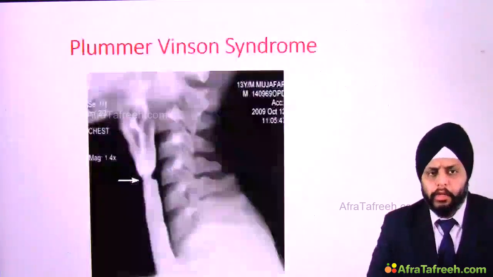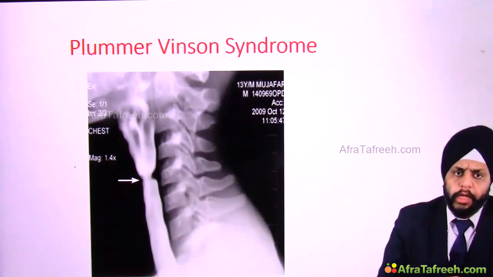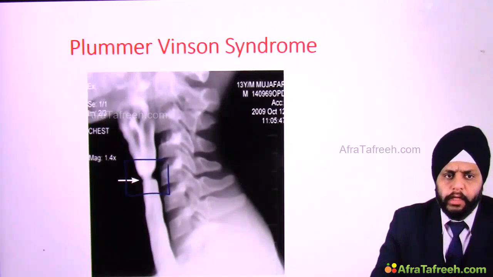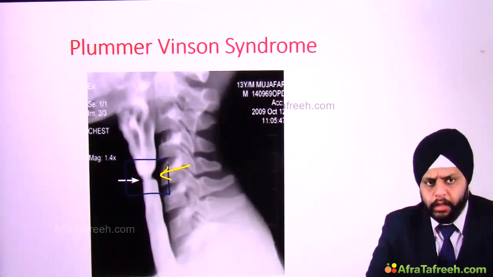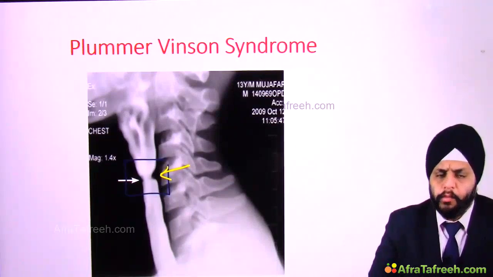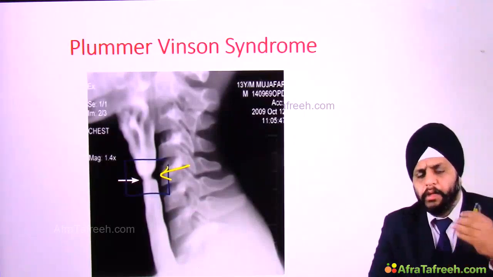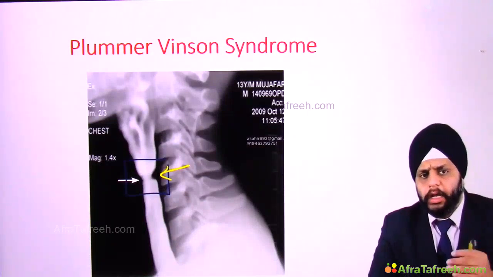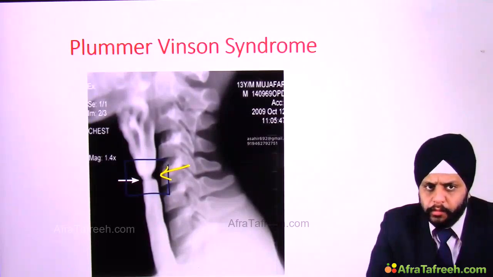All right, so let's look over here. You can see the Plummer-Vinson syndrome. So we do a barium swallow, and in this barium swallow you can see that there is a web, and because of the web, there is a filling defect. Okay, so that is Plummer-Vinson syndrome. It is at the level of the C5, C6 vertebra, so that is the place where we have the cricoid. So that's the post-cricoid area, and that is forming the filling defect, and that denotes the Plummer-Vinson syndrome.